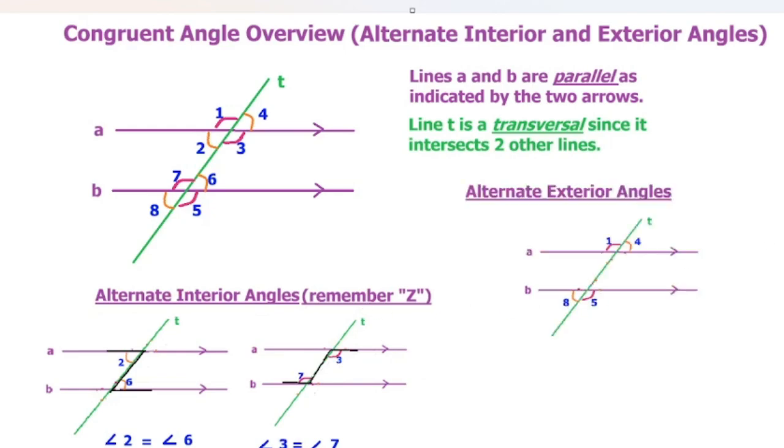Now, alternate exterior angles are the angles that are outside of the parallel lines. That's all that means, okay? Just these ones here. Not the inside, just the outside. So for those, we just have to remember that angle 1 equals angle 5 and angle 4 equals angle 8. And that's all there is to that problem.